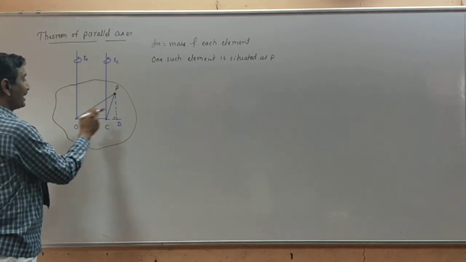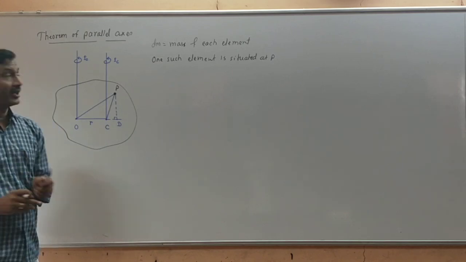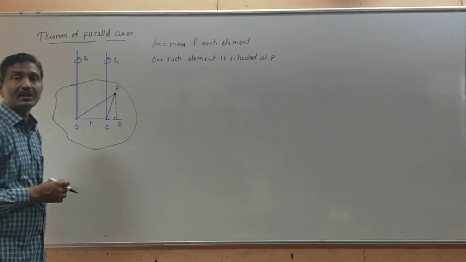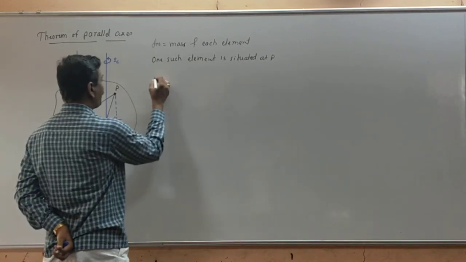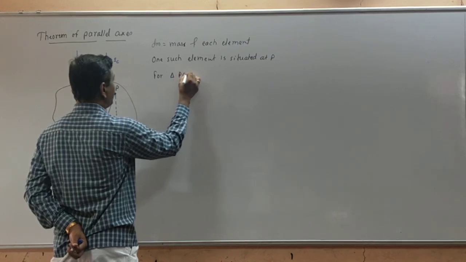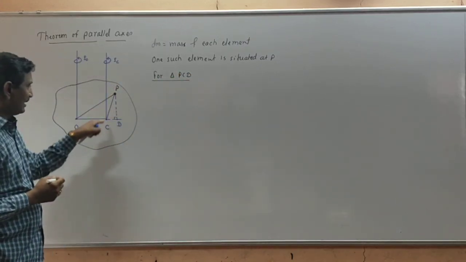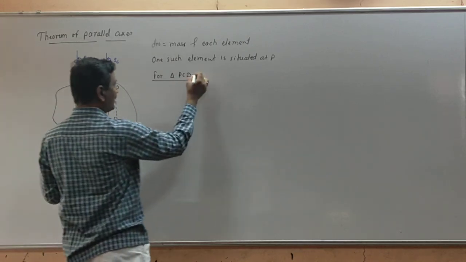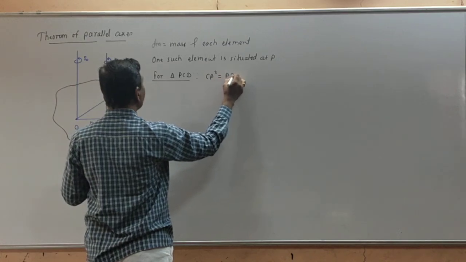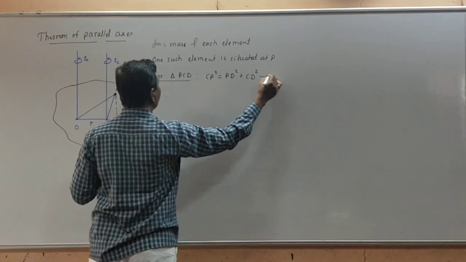So we get the two right angle triangles here. For these two right angle triangles, we apply the Pythagoras theorem. So for triangle PCD, by Pythagoras theorem we get CP square is equal to PD square plus CD square. Equation number 1.